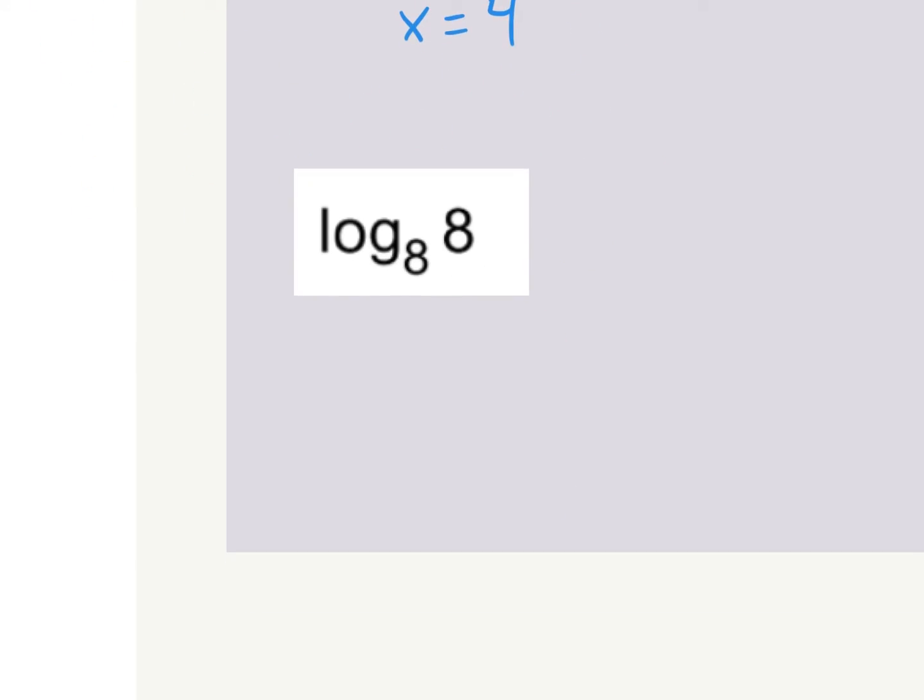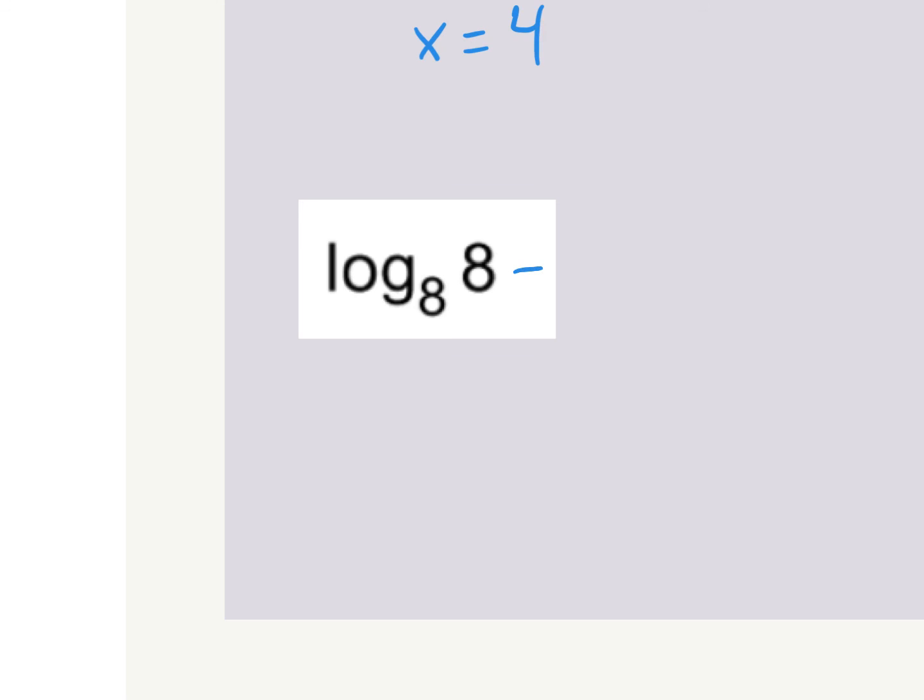All right, so let's look at the one right below it. This is going to be equal to some number which we can call x. So what's our base? 8. What's our exponent? X. And then what's that equal to? 8. So 8 to what power gives us 8? 1. So what's x equal to? 1. Awesome.